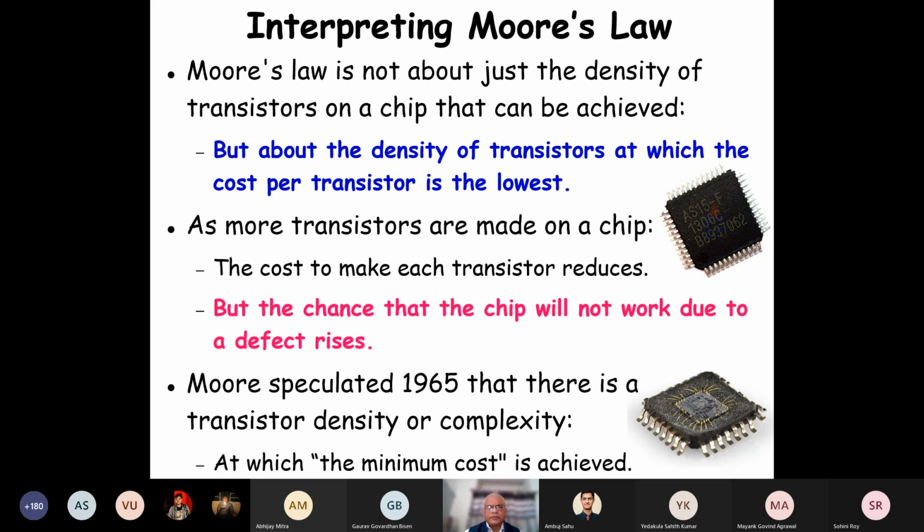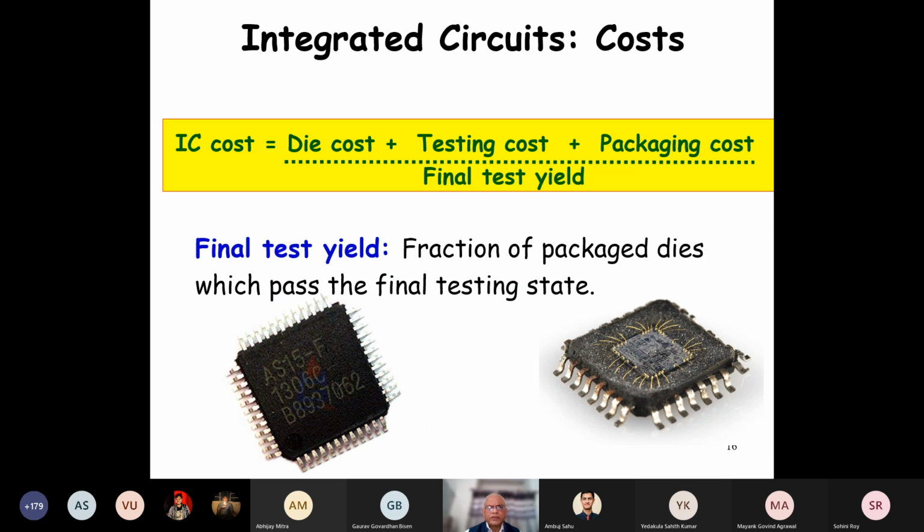If we look at the internals of the chip, it looks like this. Let's see how this minimum cost is defined here. The IC cost is the die cost plus testing cost plus packaging cost, divided by the final test yield. So if in the test we have to discard 50% of the chips, then the IC cost is twice the die cost, testing cost, and packaging cost.